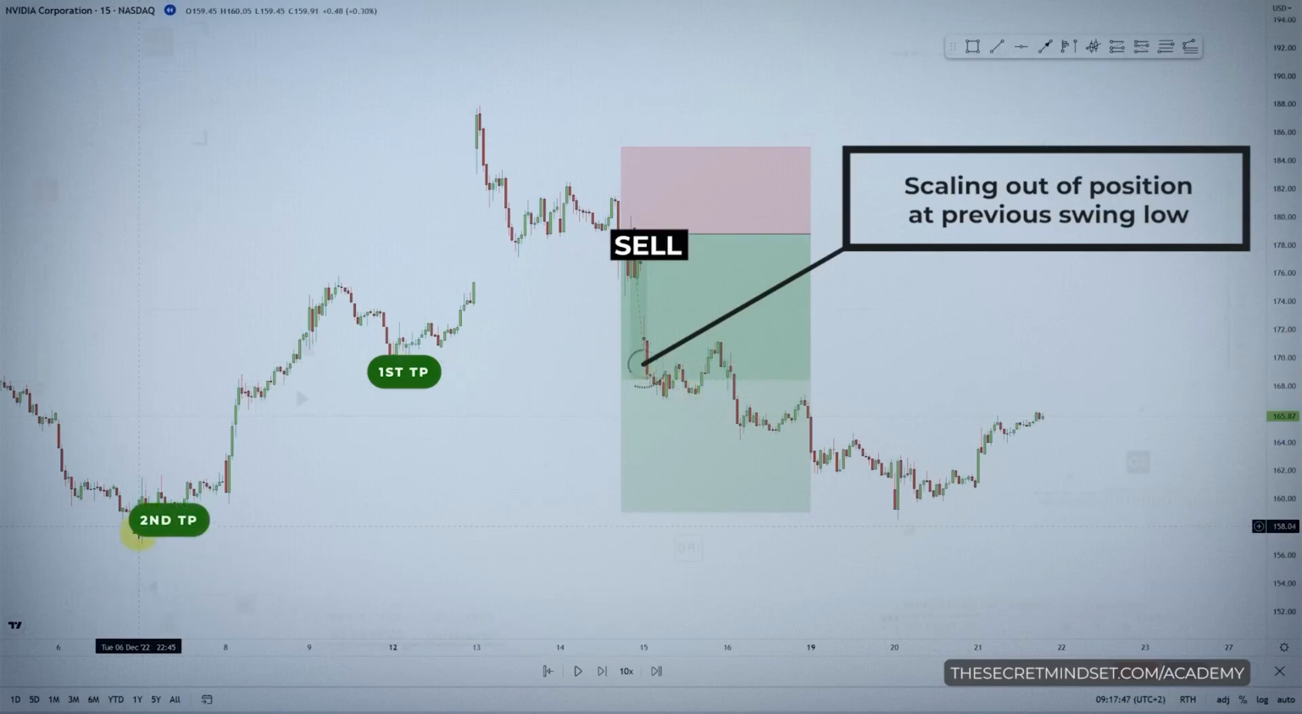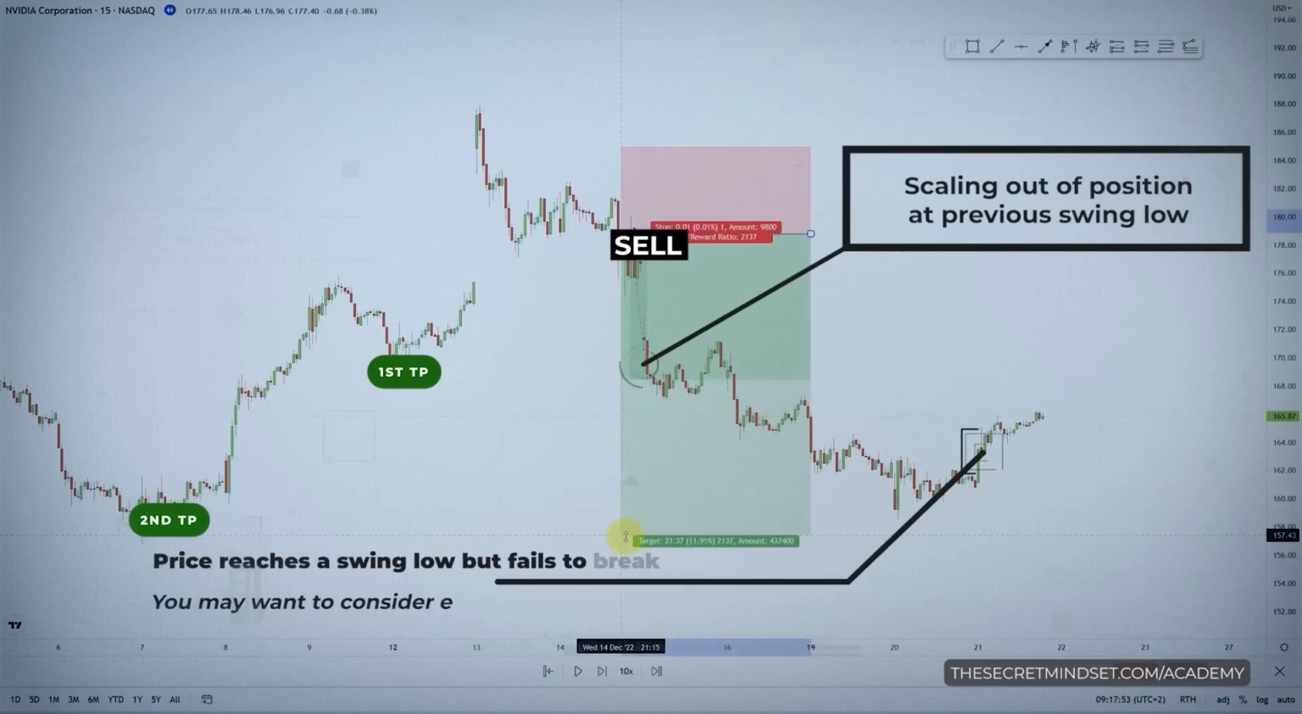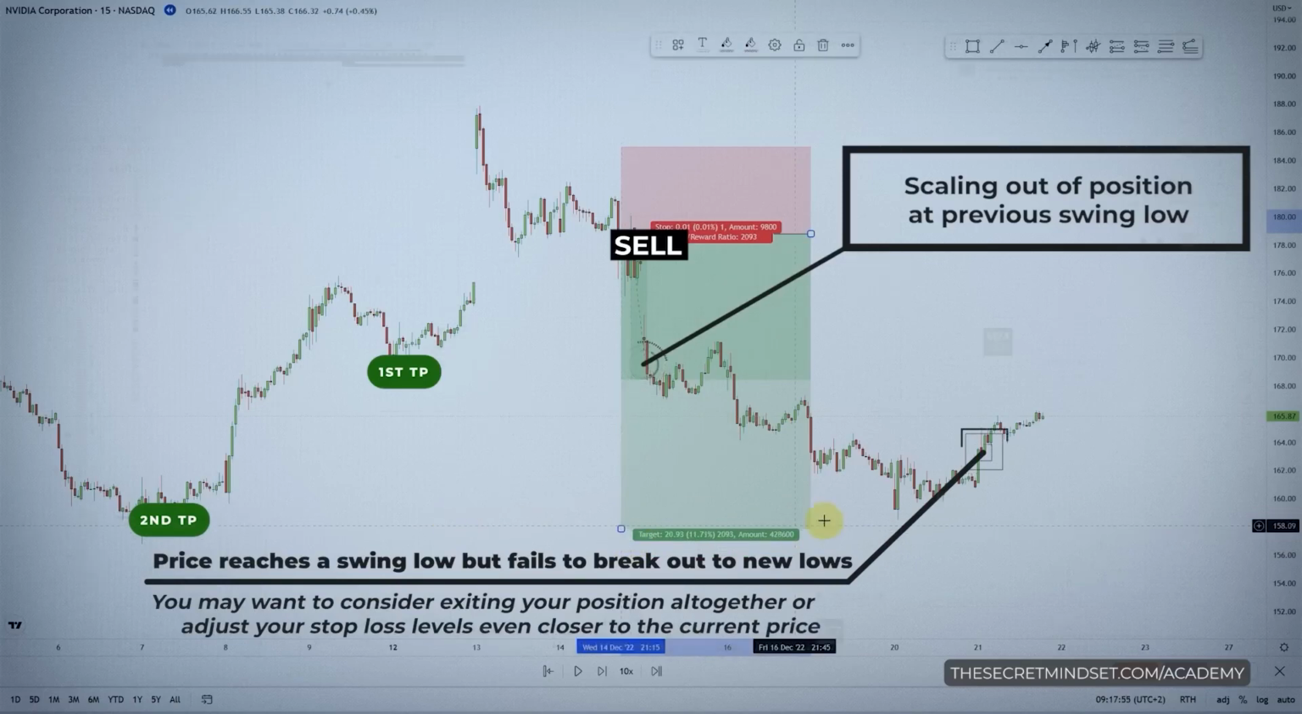This can provide a safety cushion in the event of a market downturn. You can use the swing high or low points to reevaluate your trading plan and make any necessary adjustments. For example, if price reaches a swing low but then fails to break out to new lows, this may indicate a change in market sentiment, and you may want to consider exiting your position altogether or adjust your stop-loss levels even closer to the current price.